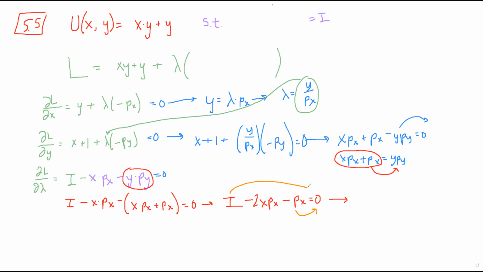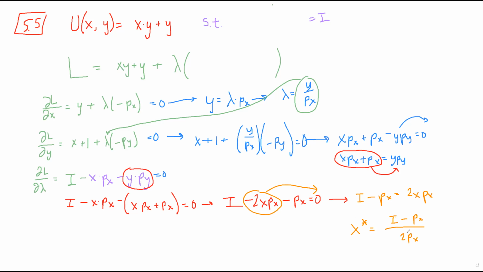Then in an effort to solve for x, I'll say negative 2xpx. I don't like negatives. I hate negatives. So here's what I'll do instead. Rather than move the I and the px, I'm actually going to move this term over to the right. So then I end up with I minus px equals 2xpx. Then I'm going to divide by 2 times px. So I end up with finally x star equals I minus px over 2px.